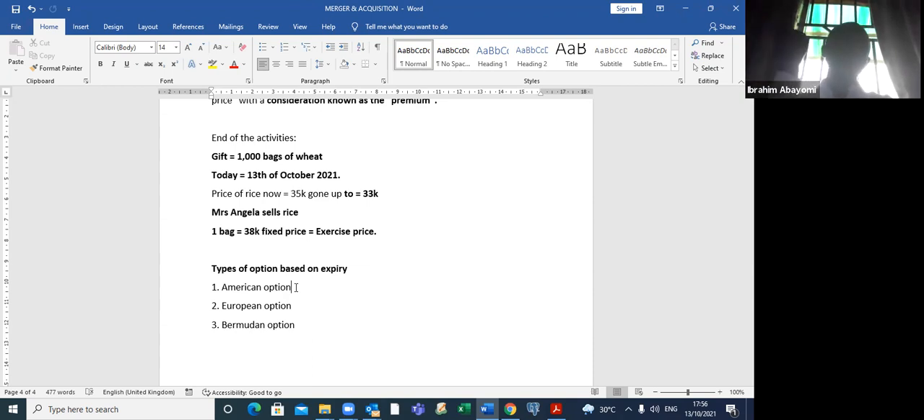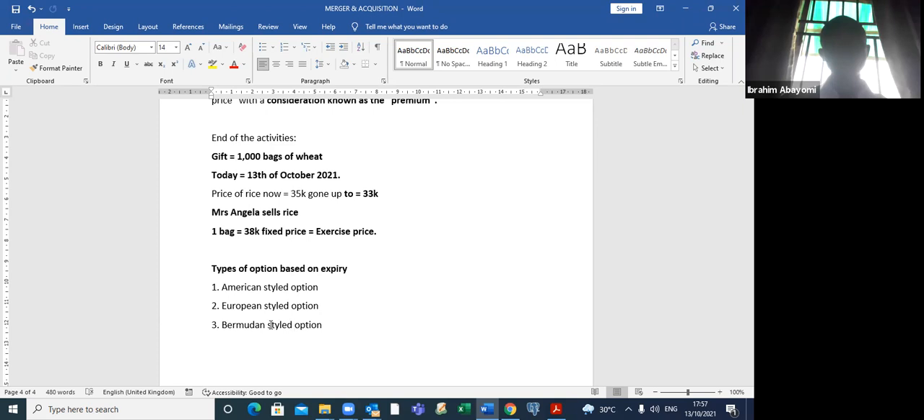An option that has this feature is known as an American option, or sometimes we call it an American styled option. Sometimes we call it this way: American styled option, European styled option, and Bermudan styled option. Let me put it that way. Okay. That's about America.